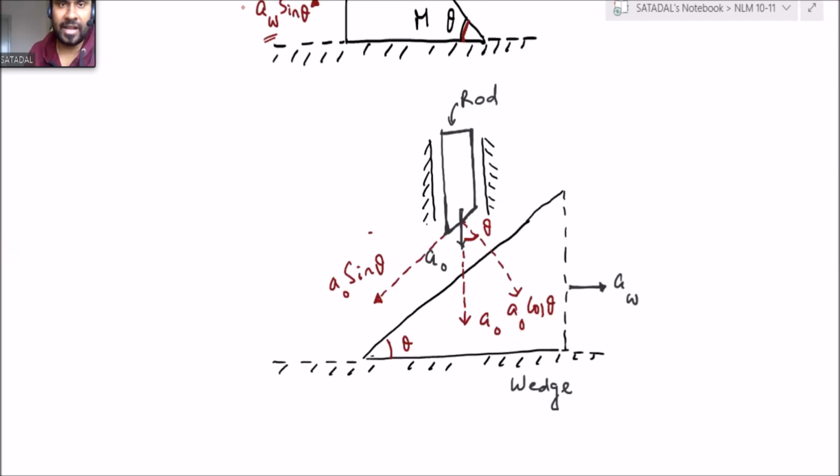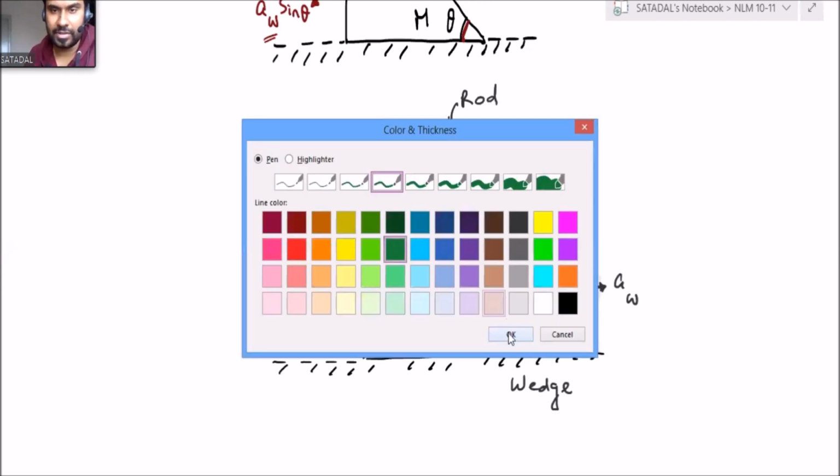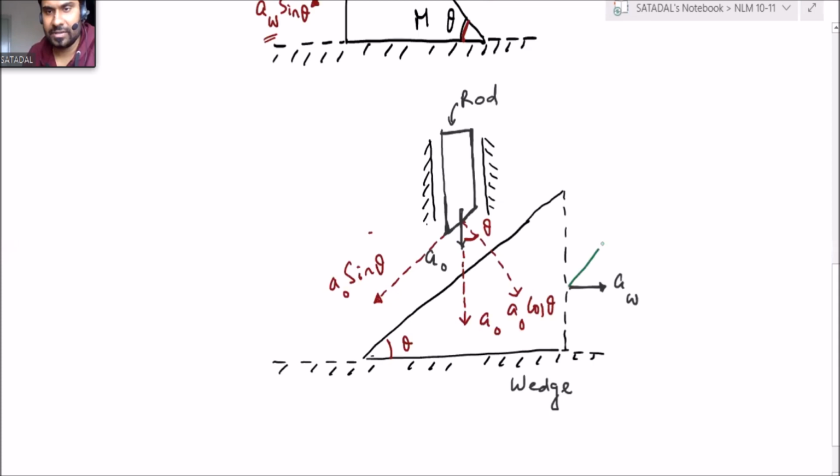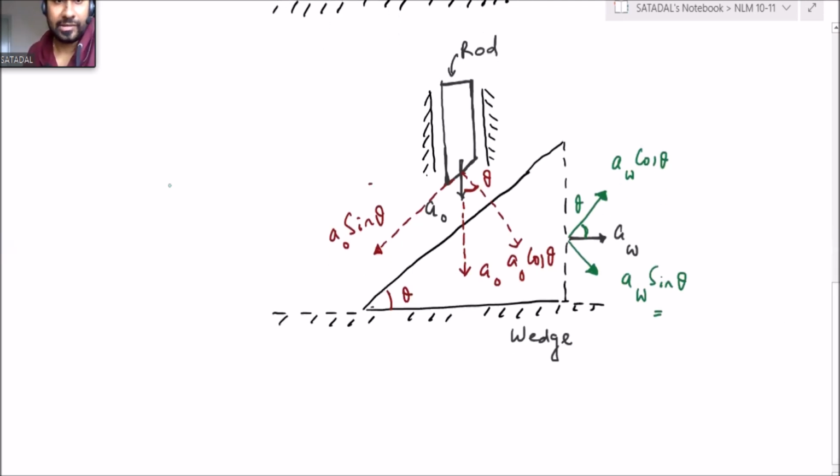Correct. Similarly, you do for the wedge. If I do for the wedge, this is also going to be theta. So this is AW cos theta. This is going to be AW sine theta. Is that okay? Fine, no? Clear?